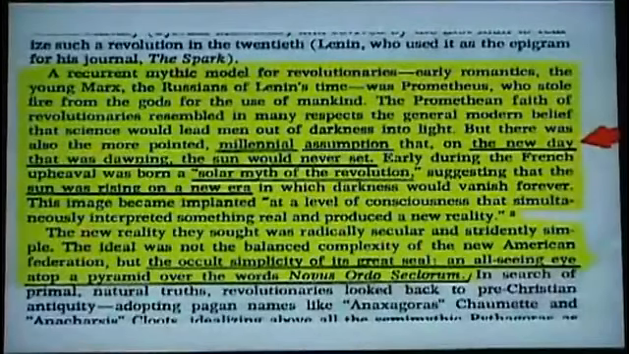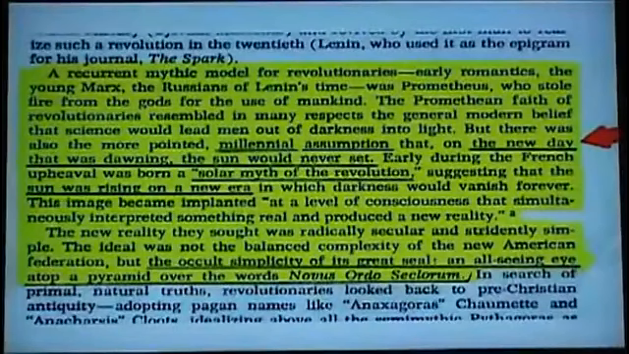Now, in the introduction is a profound paragraph in Fire in the Minds of Men. James Billington says in the introduction, a recurrent mythic model for revolutionaries, early romantics and young Karl Marx, and the Russians of Lenin's time, was Prometheus, who stole fire from the gods for the use of mankind. The Promethean faith of revolutionaries resembles in many respects the general modern belief that science would lead men out of darkness into light. But there was also a more pointed millennial assumption that on the new day that was dawning, the sun would never set.